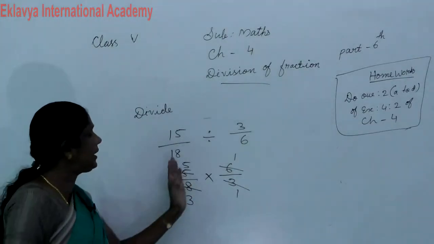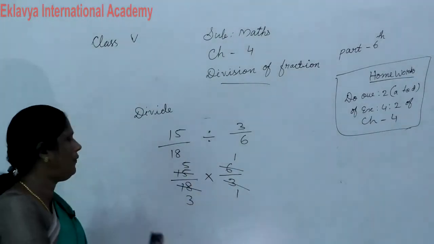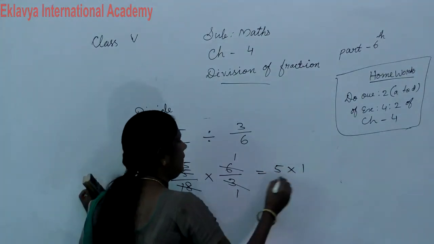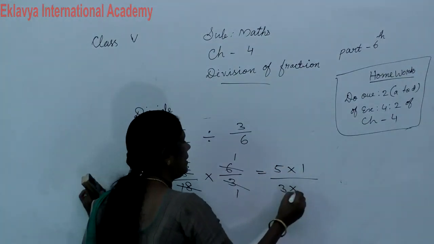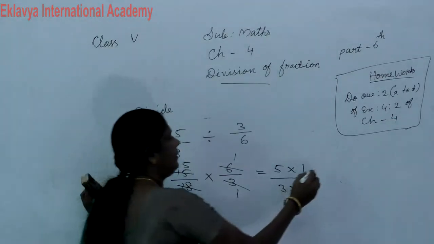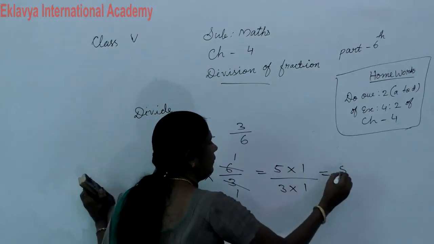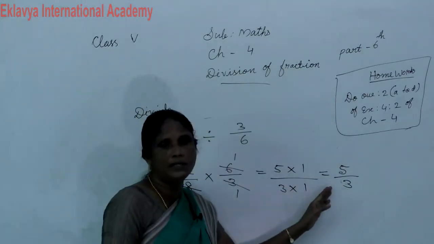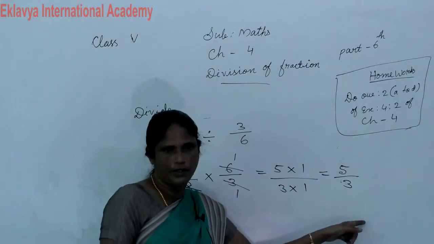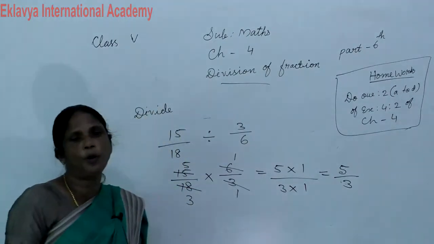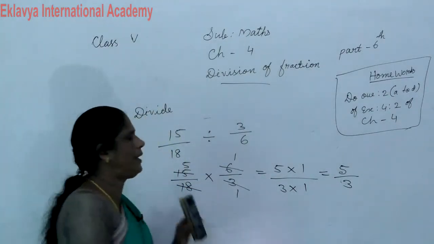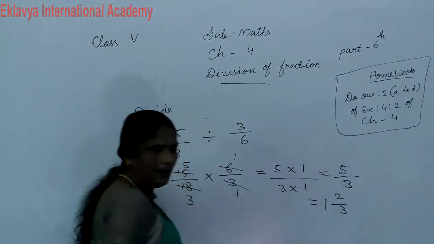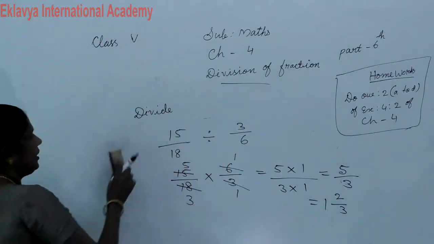Then again you check any common factor here? No. Then you multiply 5 times 1, then 3 times 1. 5 times 1 is 5, 3 times 1 is 3. Which fraction is this? Improper fraction. Then you convert improper into mixed fraction, which is equal to 1 2 by 3. Understand?